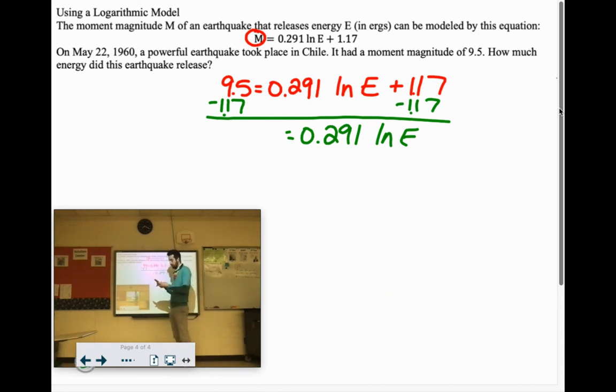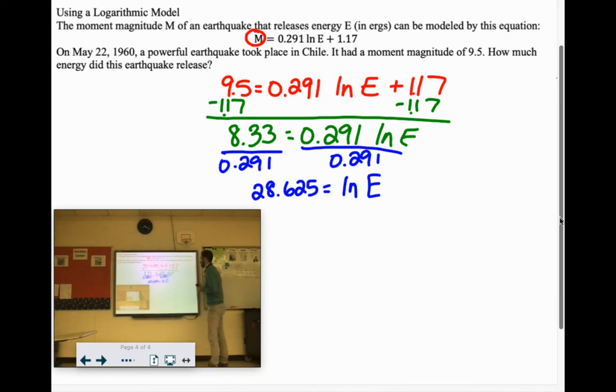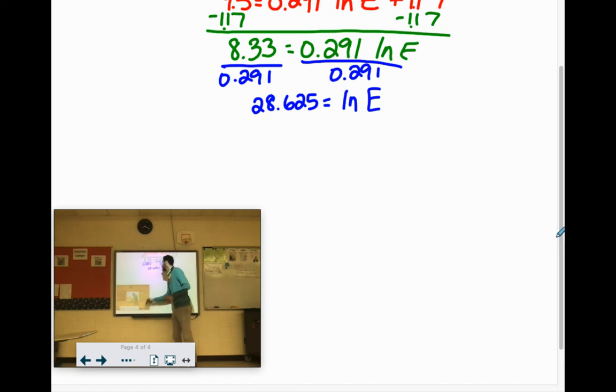All right, 9.5 minus 1.17 is 8.33. Okay, here we go. Now we still have to divide by the 0.291. 28.625 equals the natural logarithm of E. Remember to cancel out that ln. We're going to drop in a base of e.